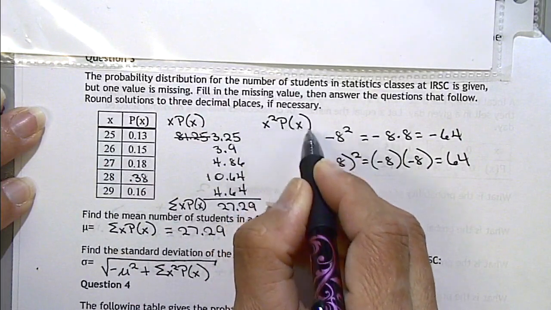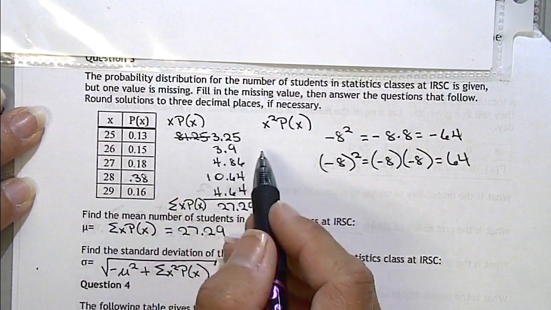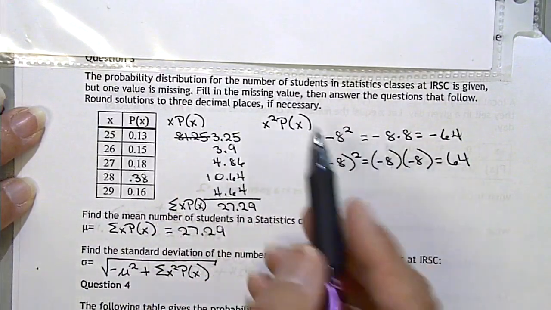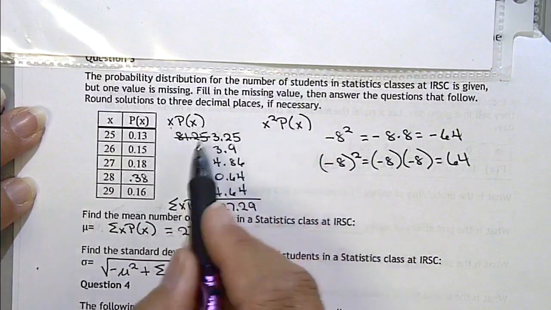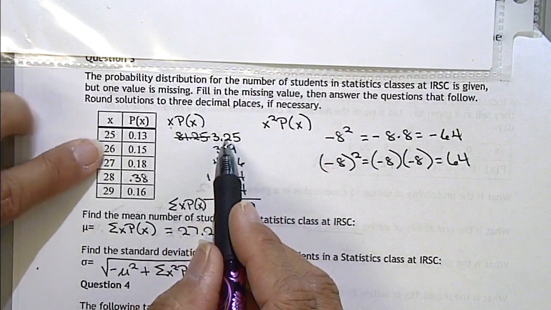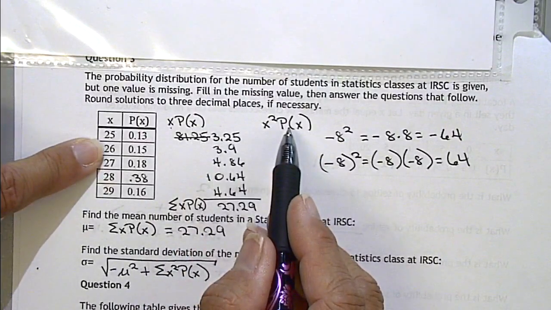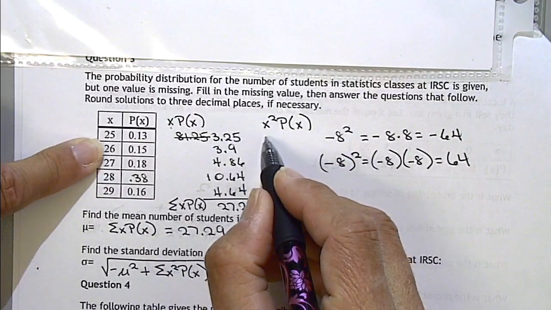I'd make another column. And all I have to do to turn this column into that column is multiply it by x one more time, right? X times the probability of x. I already multiplied x times the probability of x. So if I take these numbers and multiply times x, I'll have x squared times the probability of x, right? You good with that?